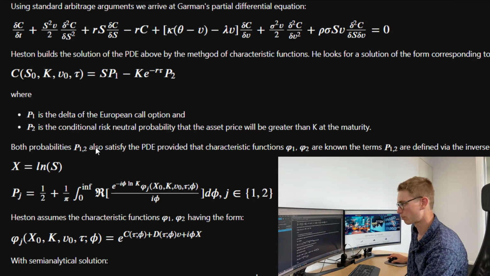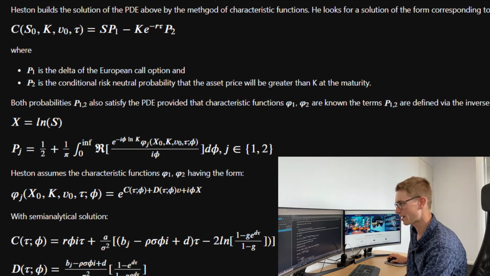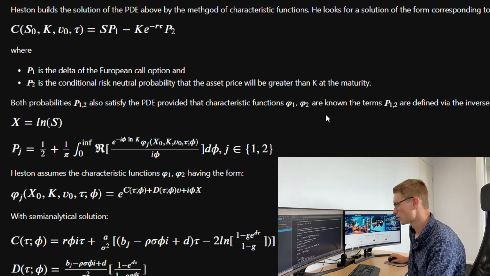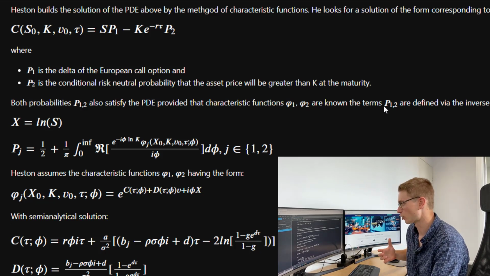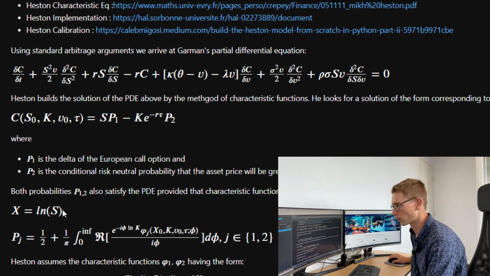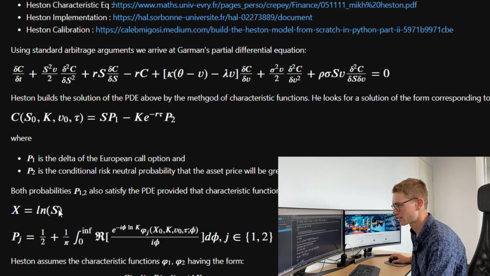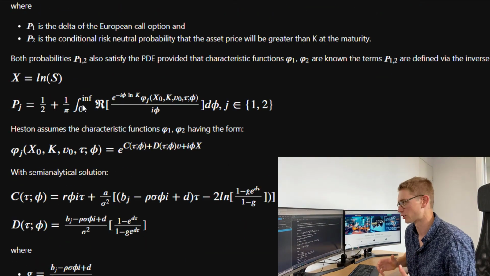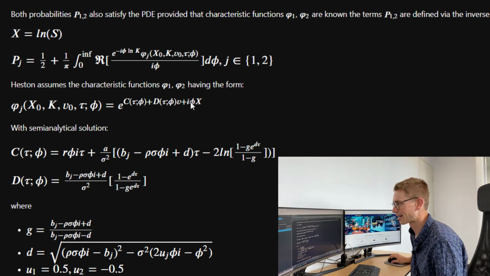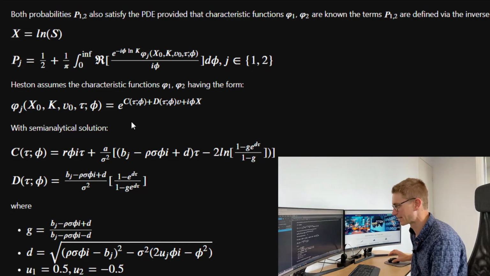Both probabilities 1 and 2 also satisfy that PDE with the characteristic functions phi1 and phi2. These are known in terms of P1 and P2 and are defined in terms of an inverse Fourier transform. If you manipulate the PDE in terms of the log of S, so this X prices, this is how you arrive at this characteristic function. What Heston did is he assumed that the two characteristic functions had this form. There's a reason why he assumed that, but we won't go into that in this video.